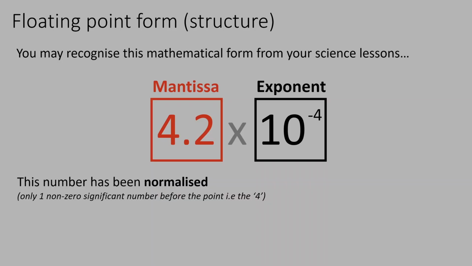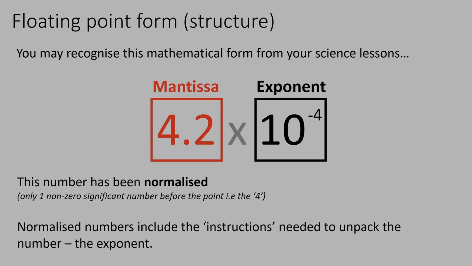In base 10 for science, the general rule is that you should only have one non-zero significant figure before this decimal point. So whatever your number is, you package it up so it falls into this representation. Recorded in the exponent is what you did to get the original number into this representation. So normalized numbers include the instructions needed to unpack the number. Okay, the instructions are the exponent.